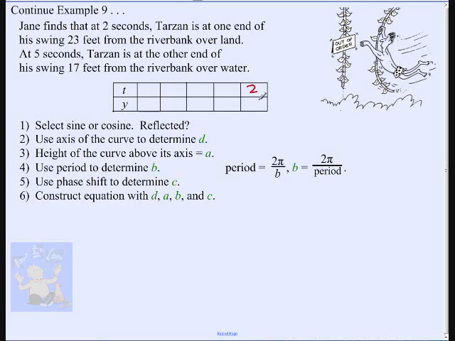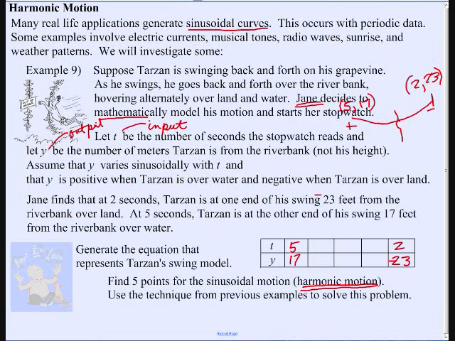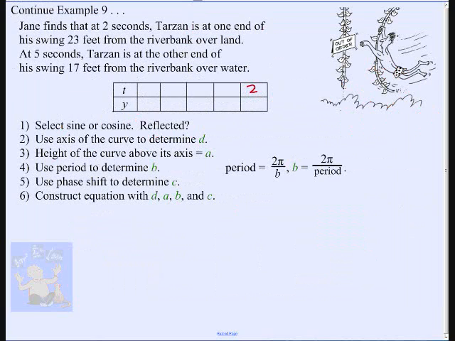Well, let me go back here. I shouldn't. I should change these positions, shouldn't I? We usually put the smaller input variable over here and the larger one over here. So let me do it correctly here. Erase that. I'm going to say when this is 2, he's over land, which we have agreed is going to be negative direction. At the riverbank, it would be 0.